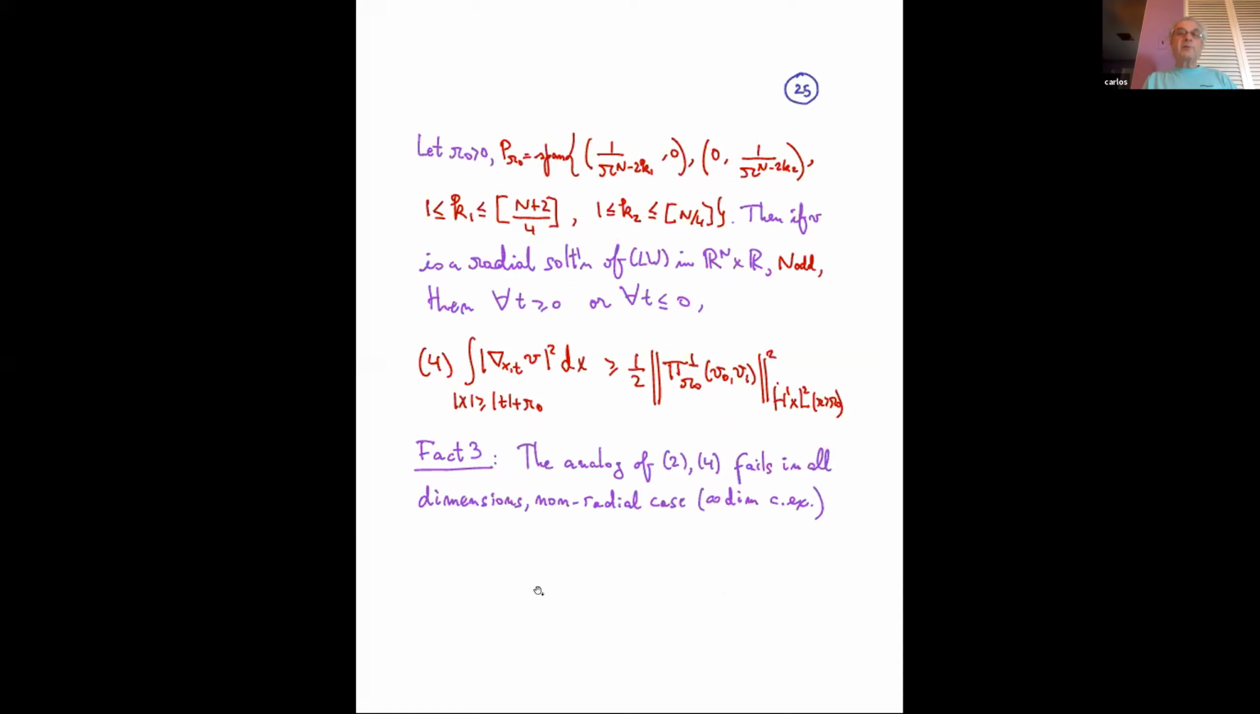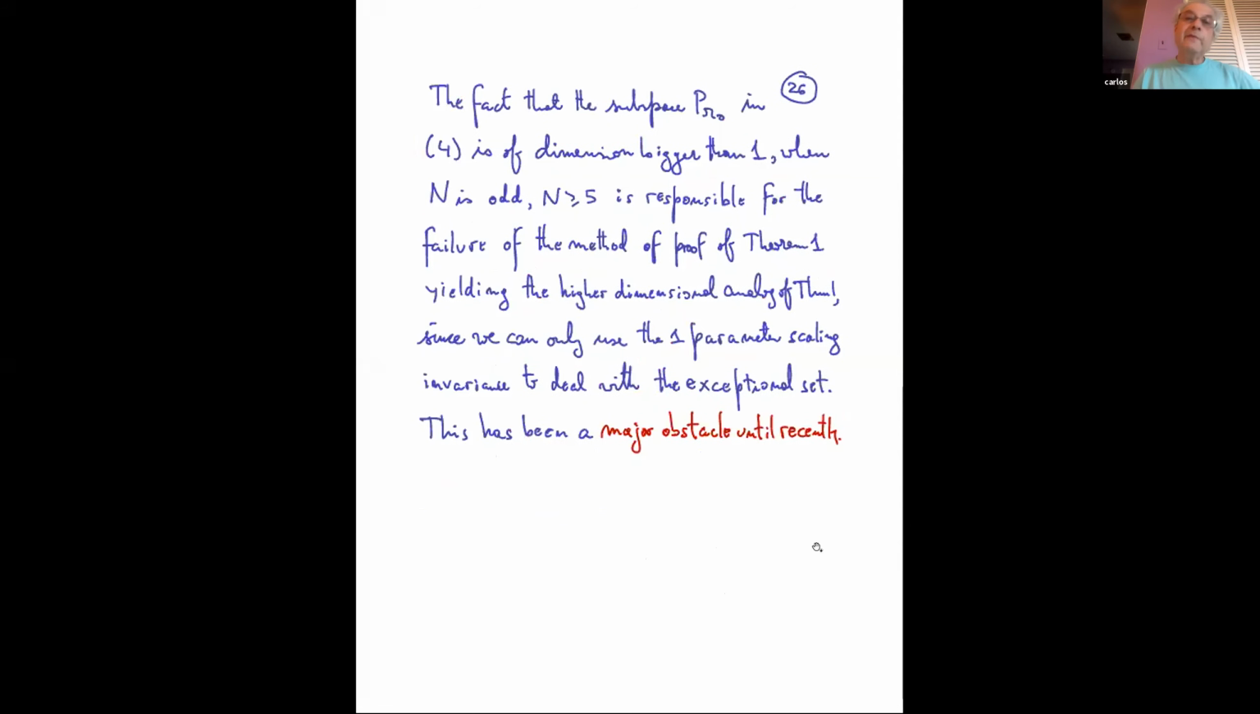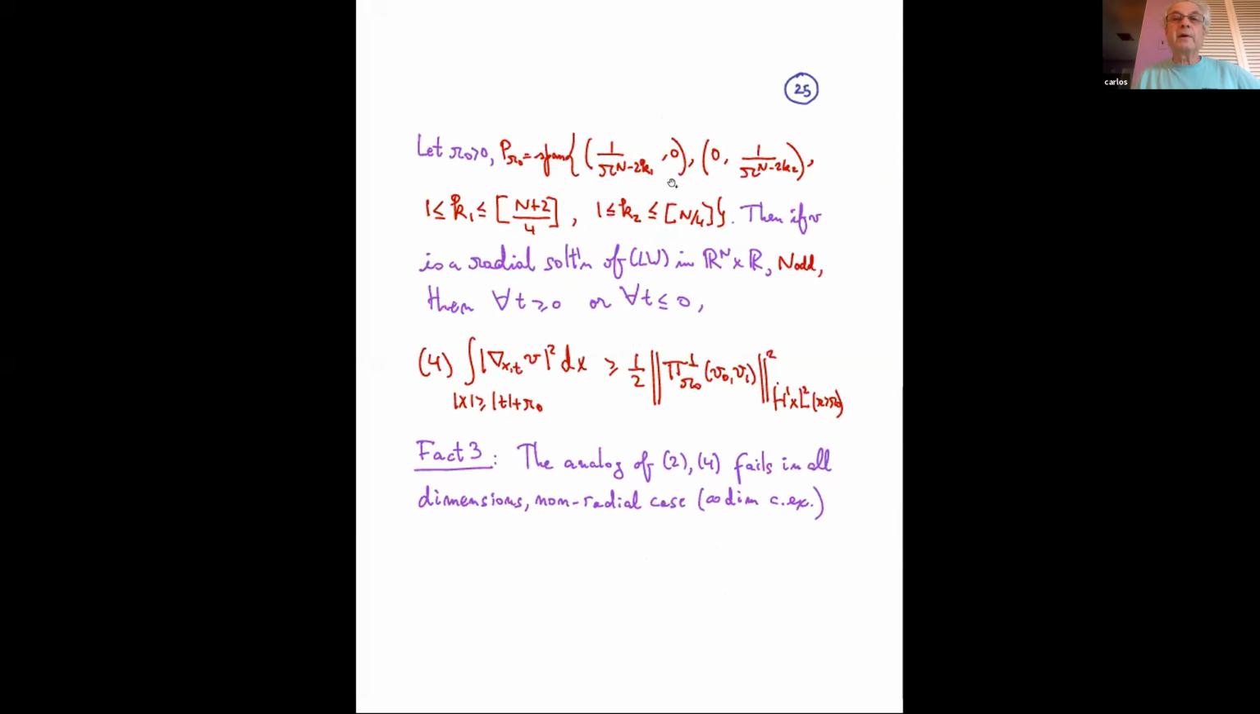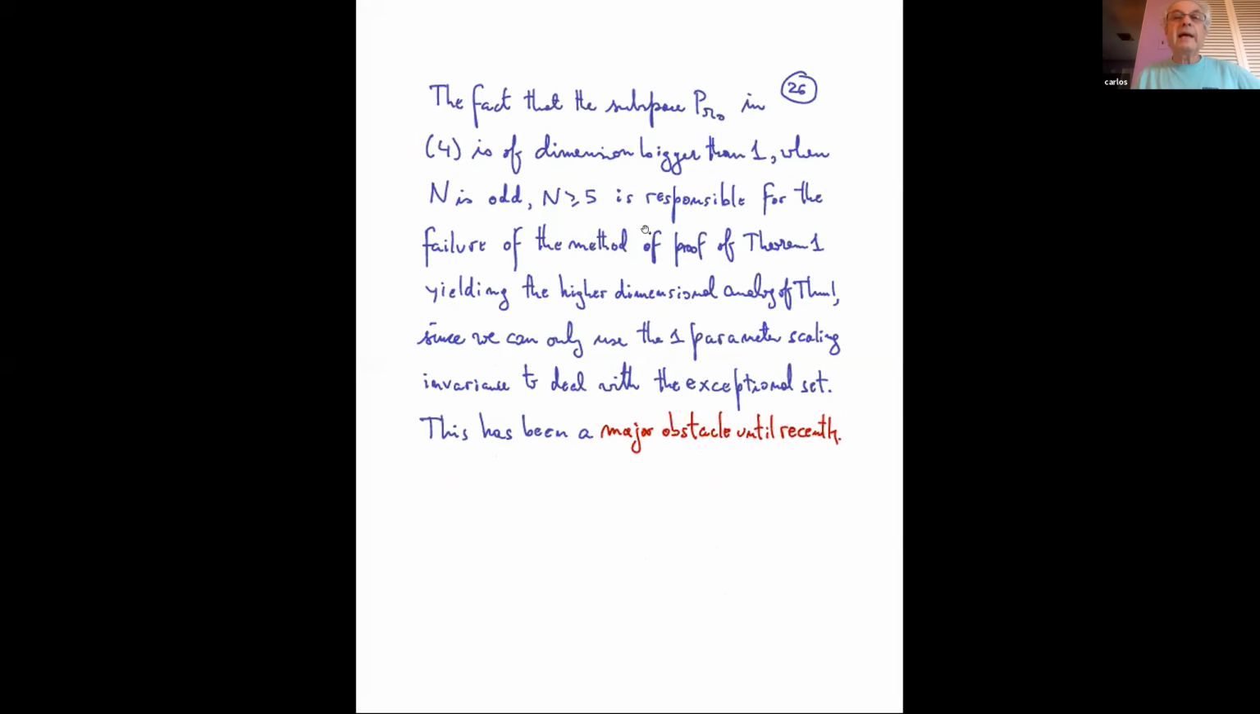And the third fact is that all of these inequalities fail in all dimensions in the non-radial case, and they have infinite dimensional counterexamples coming from each degree spherical harmonic. Okay, the fact that this subspace is the subspace P sub R naught we just saw here, you see, has dimension bigger than 1, even in dimension 5.